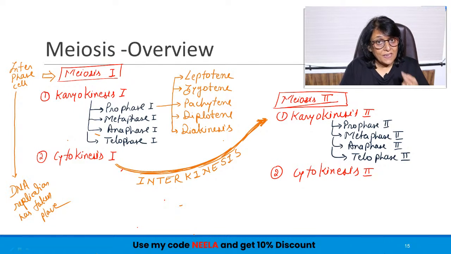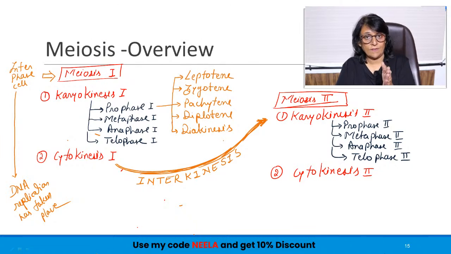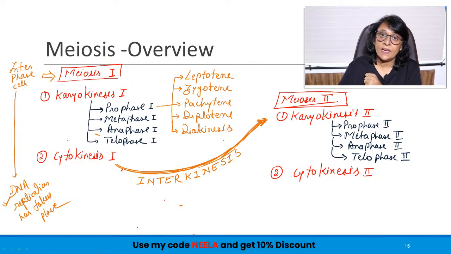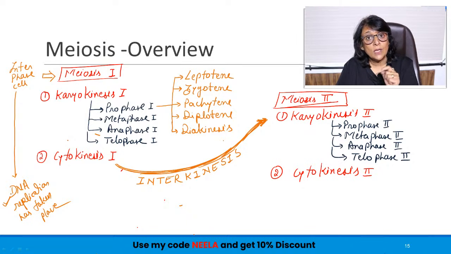Okay, a quick recap. What happens in cell cycle? Interphase, then division. Here we are talking about a special type of division, which is meiosis. So cell goes into G1, prepares for S phase. In S, DNA replicates. In G2, the cell prepares for division.